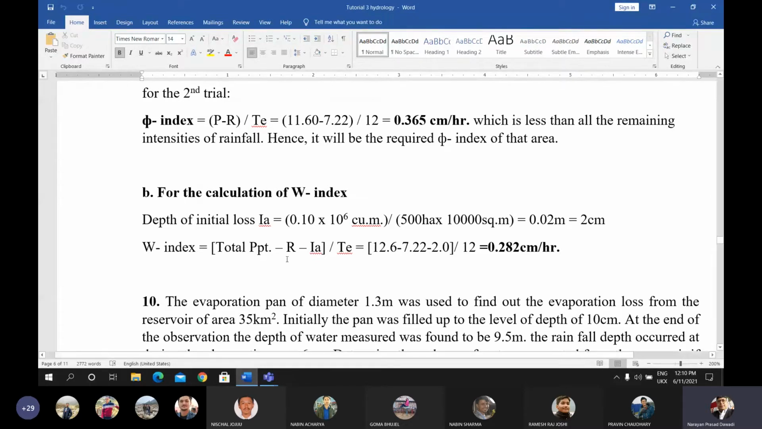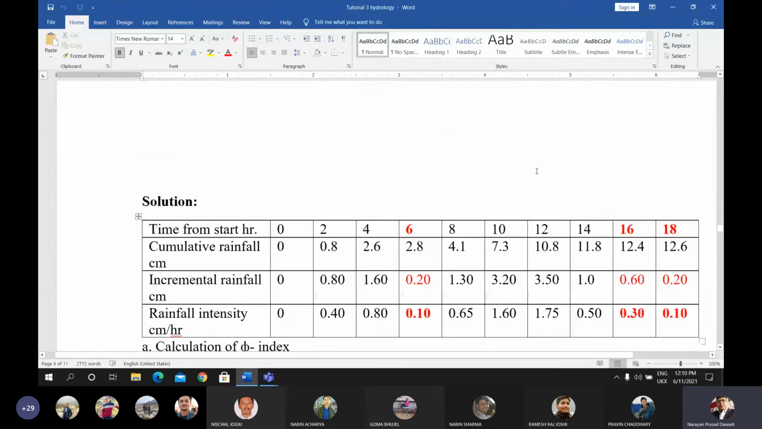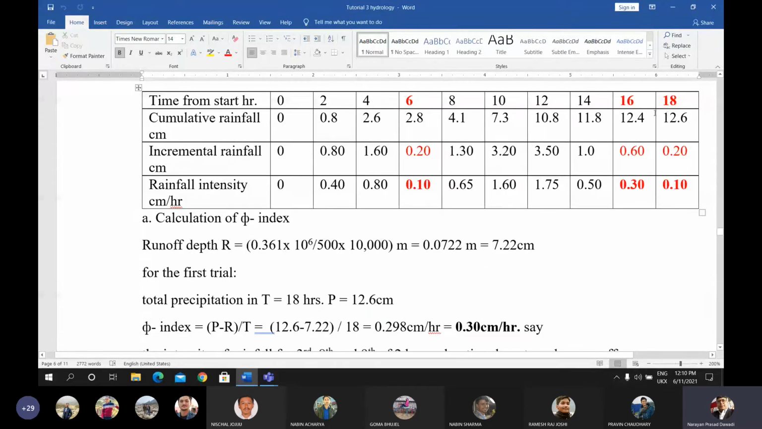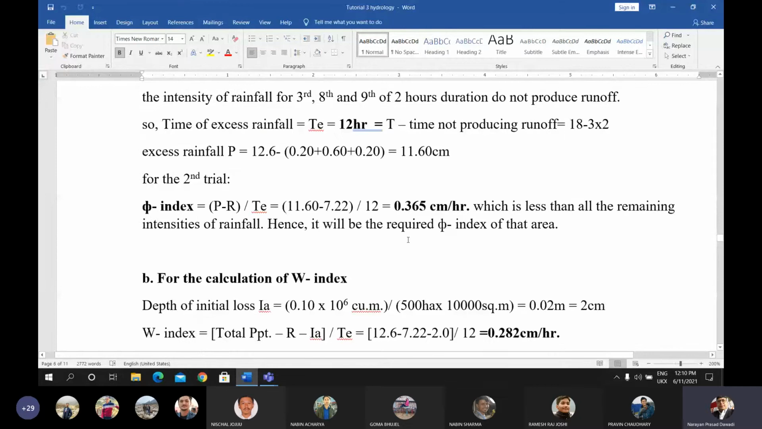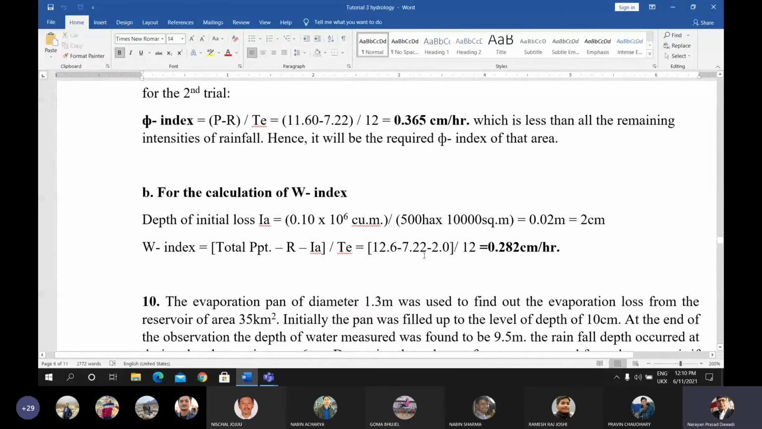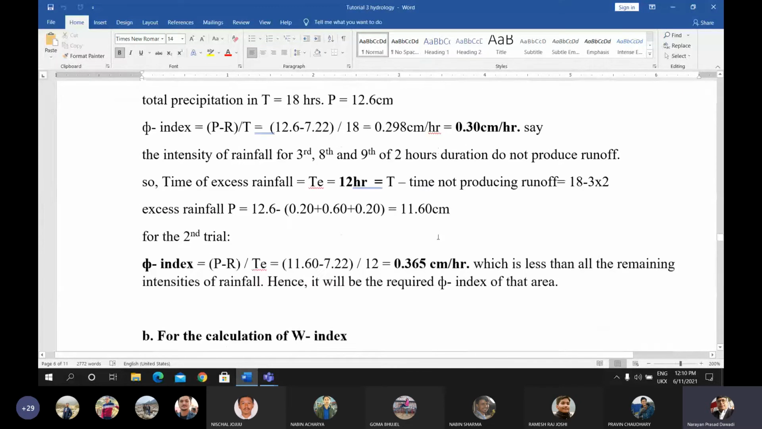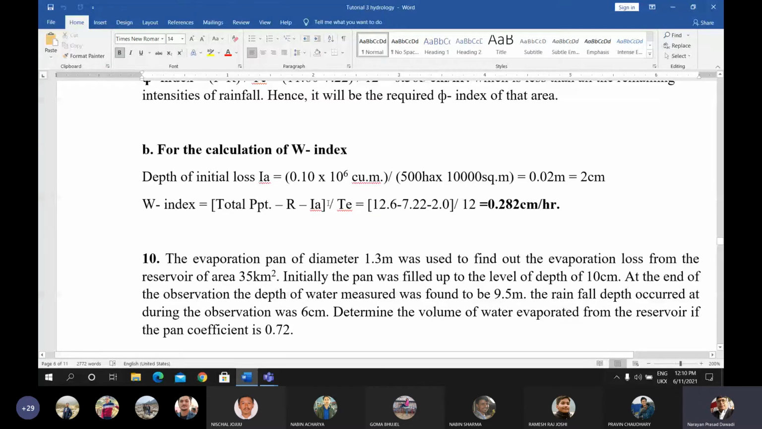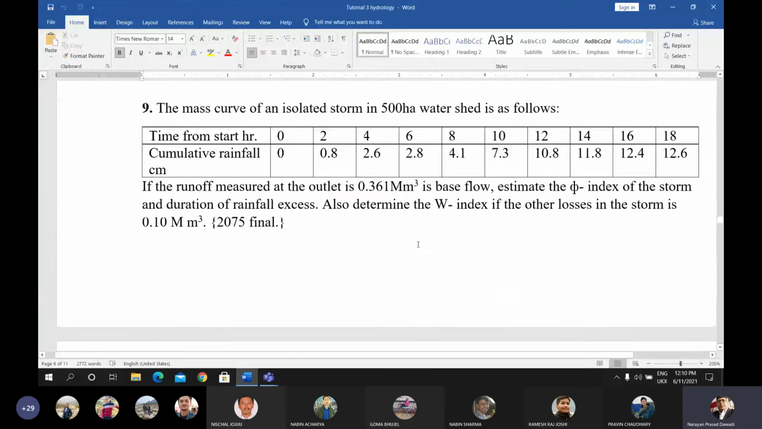Okay. Now the initial precipitation is 12.60. For the W index, we use the initial precipitation. So the initial total depth of precipitation, P, is 12.60. For the W index, 12.60 minus the R value of 7.22, and the initial loss is given as 0.10 million meter cube in terms of volume. Now this volume is divided by the catchment area, and you can find the depth of initial loss.